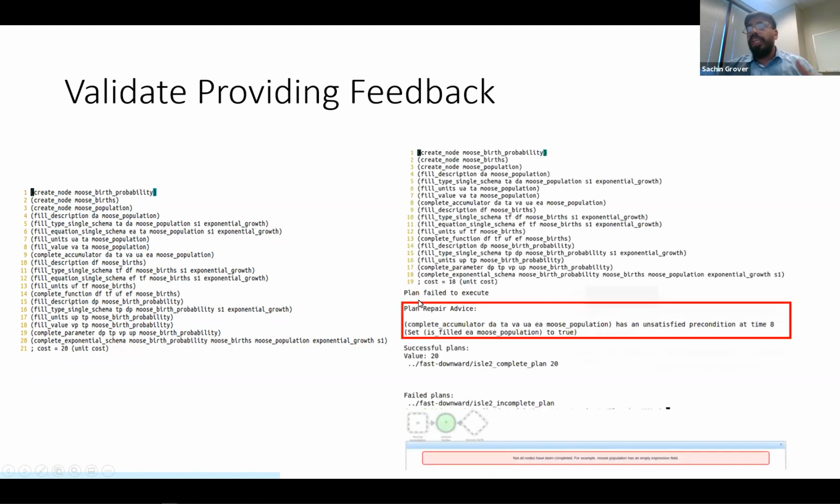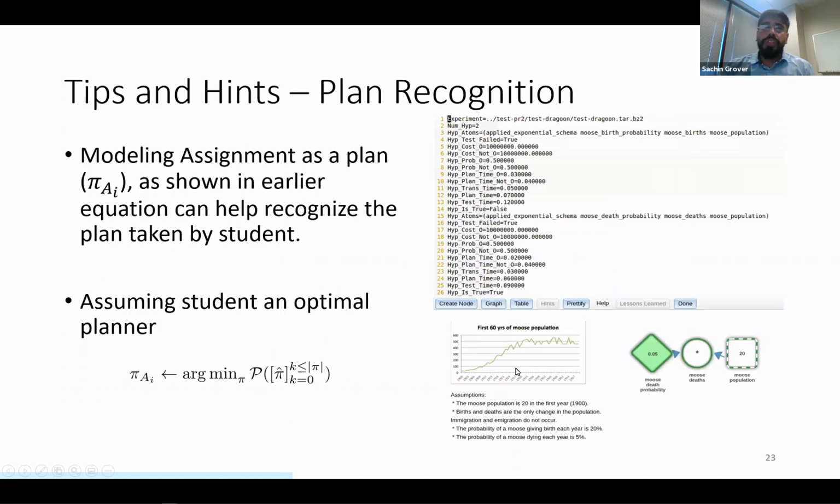Now, in case the student only executes 18 steps, our system is able to tell what exact changes the student needs to make to complete this problem. In this case, the student hasn't completed the moose population node, or the moose births quantity. This kind of behavior was also part of Dragoon, and this is how it shows that not all nodes have been completed. For example, moose population has an empty expression. This is what validation would mean.